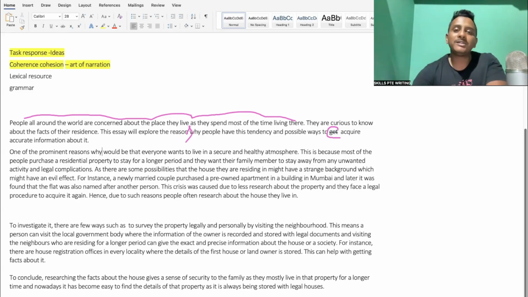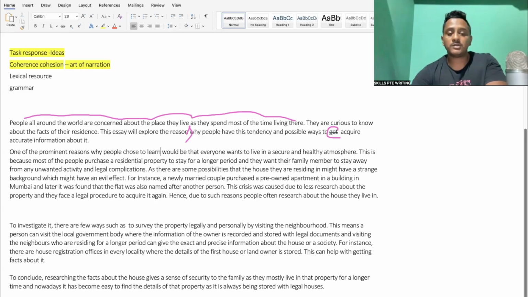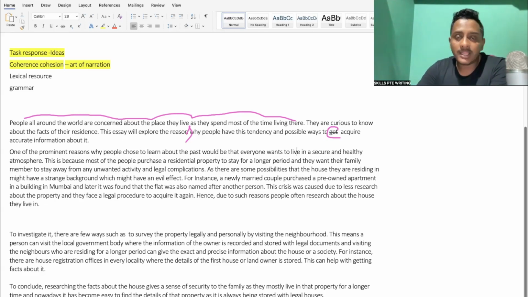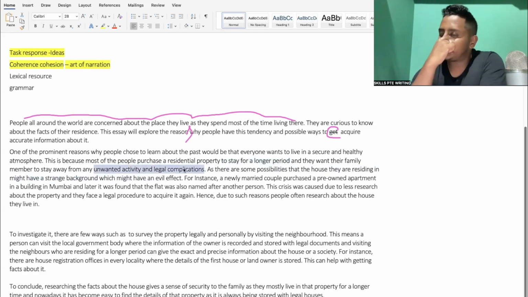One of the prominent reasons, see, you cannot link it with the previous paragraph. You need to write why people choose to learn about the past would be that everyone wants to live in a secure and healthy atmosphere. This is because most of the people purchase a residential property to stay for a longer period, and they want their family members to stay away from any unwanted activity and legal complications.